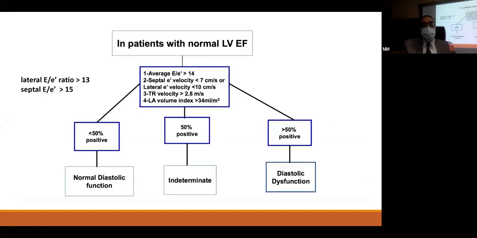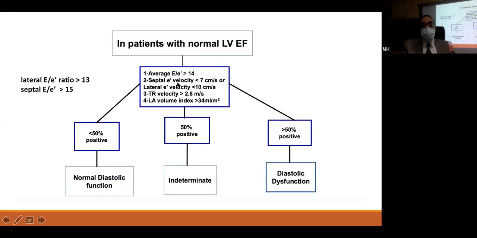That's why, if we are assessing the diastolic function in patients with normal ejection fraction, we do not rely on the mitral inflow velocity. We have 4 very important variables to diagnose diastolic dysfunction in those patients. The first one is the E/E prime ratio, which is the ratio between the mitral E velocity and the E prime, assessing the annular velocity, either lateral or septal. If we take the average and it's more than 14, this is 1 point.